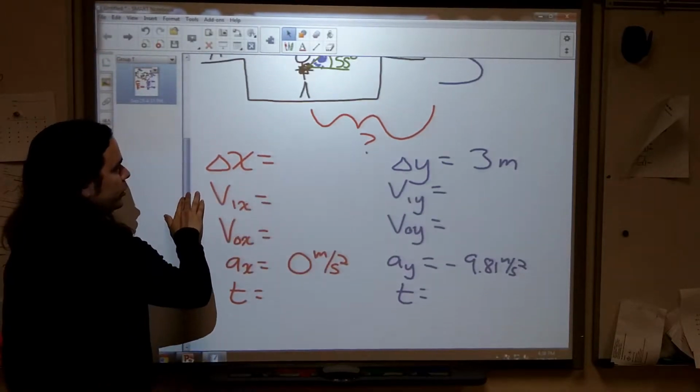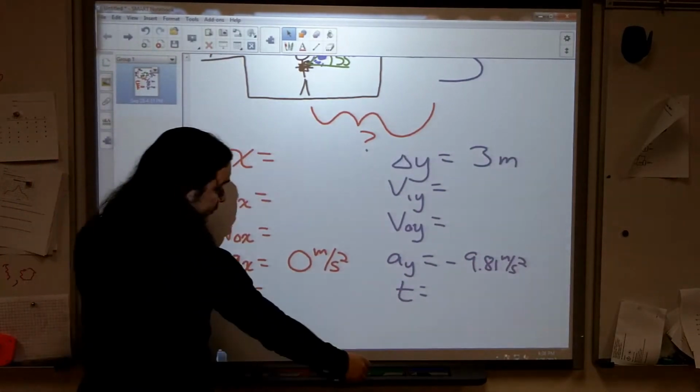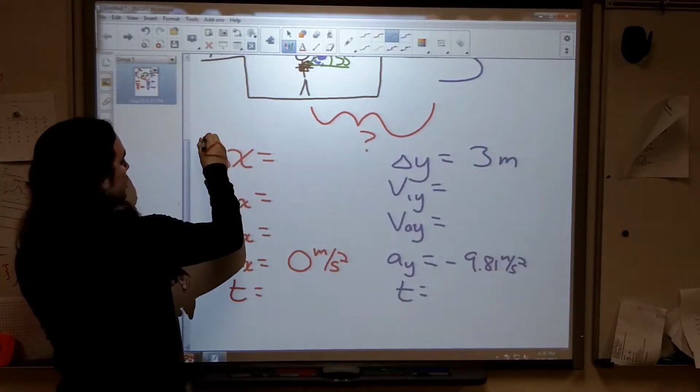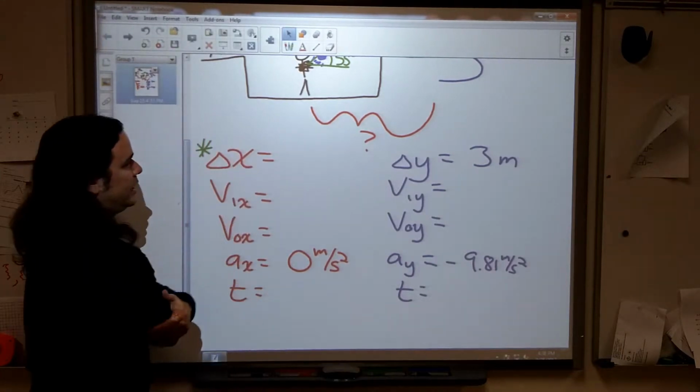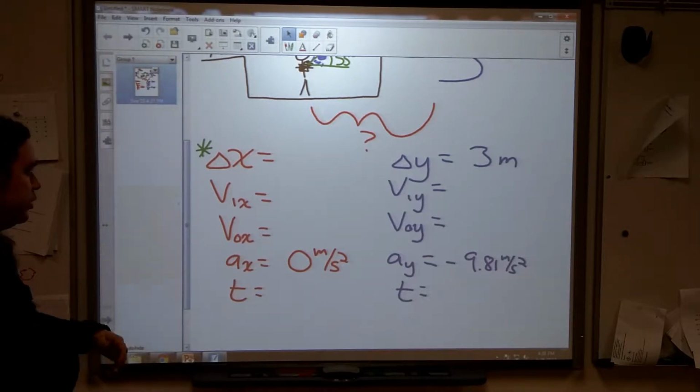First things first, though, what am I looking for? Well, ideally, what I'm looking for is the same thing we're often looking for, but not always. My displacement in the x. I'm effectively trying to find the range for this setup. I'm going to need more information on this, though.